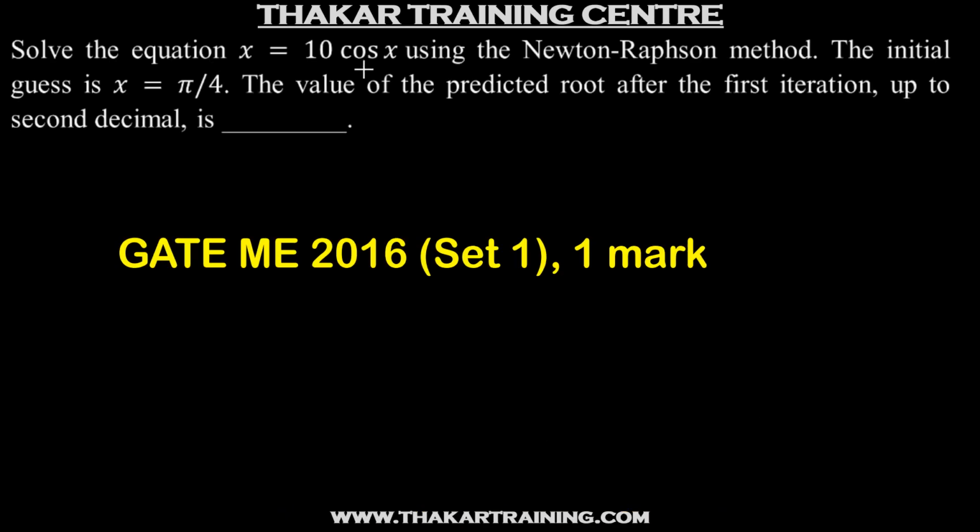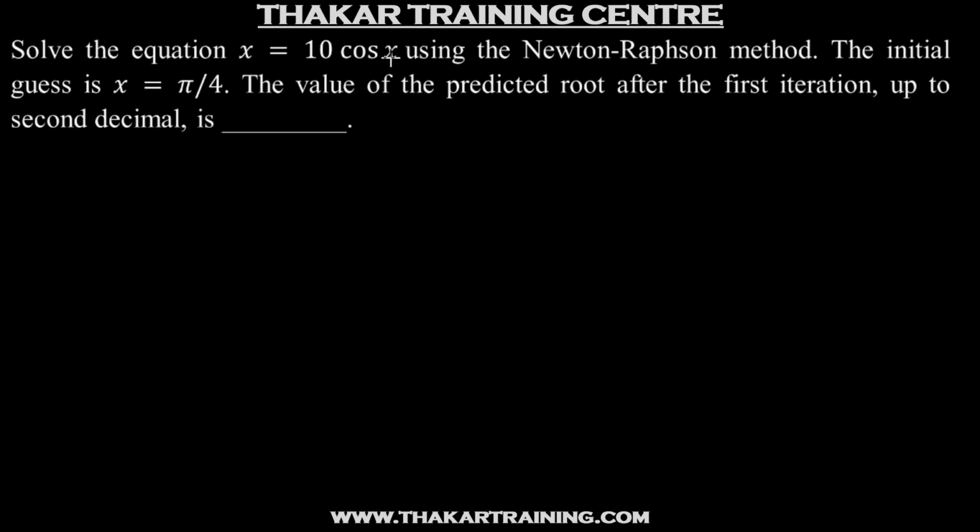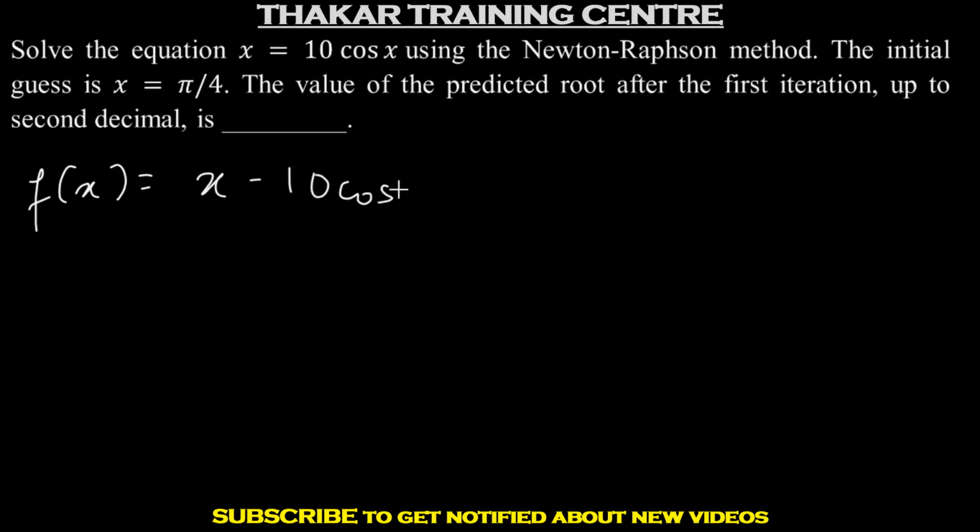Solve the equation x equal to 10 cos x using the Newton-Raphson method. The initial guess is x equal to pi by 4. The value of the predicted root after the first iteration up to second decimal is. So here the equation is x equal to 10 cos x. So you can write it as x minus 10 cos x equal to 0. So we'll have f of x equal to x minus 10 cos x. So f dash of x will be 1 plus 10 sin x.